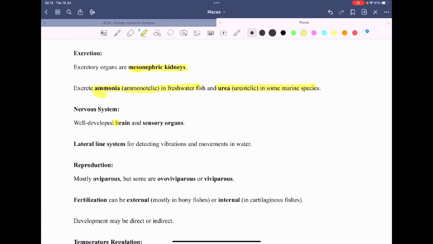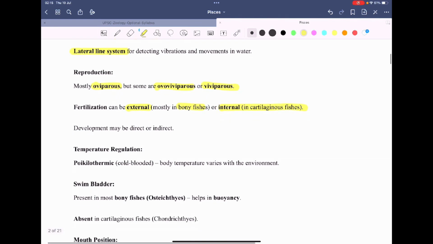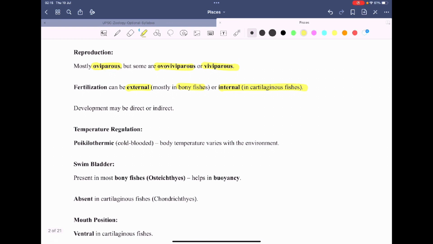The nervous system contains brain and sensory organs. There is a lateral line system for detecting the vibration and movement in the water. The reproduction is oviparous or ovoviviparous or even viviparous, and fertilization is external mostly in bony fishes, and internal in case of the cartilaginous fishes. So the development can be direct or indirect.